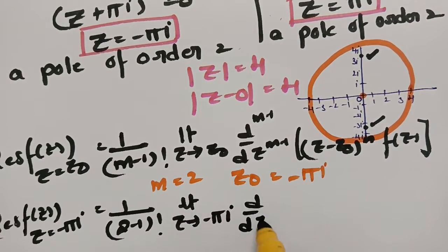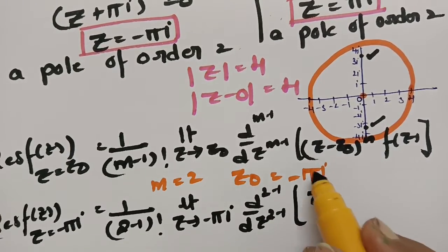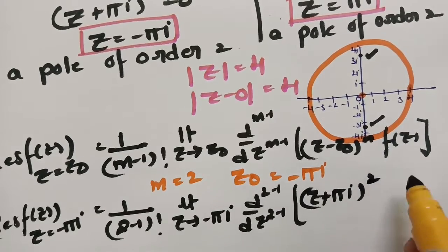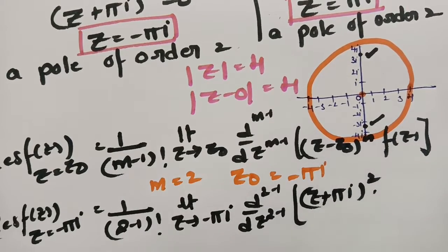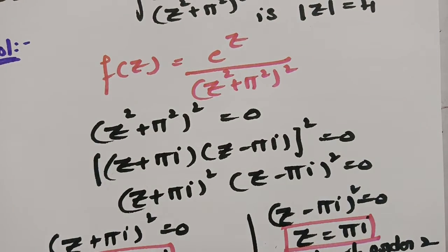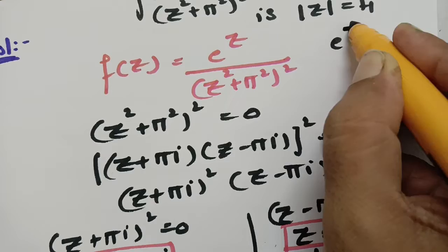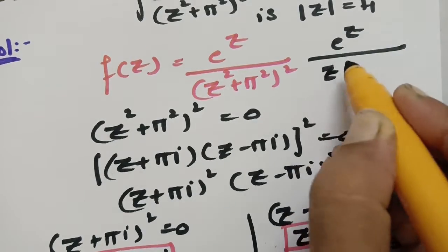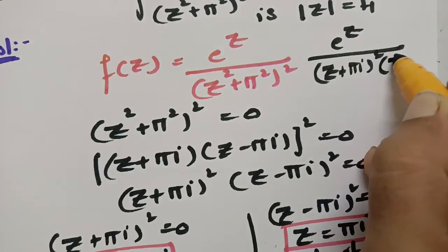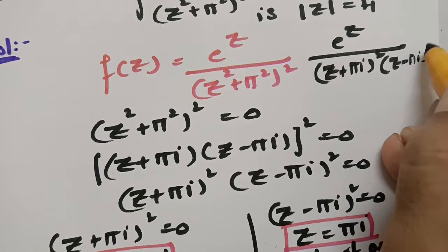This is d by dz power of m minus 1, so this is 2 minus 1, into (z plus pi I) whole square into f of z. What is our f of z value? f of z can be written as e power z by (z plus pi I) whole square into (z minus pi I) whole square.